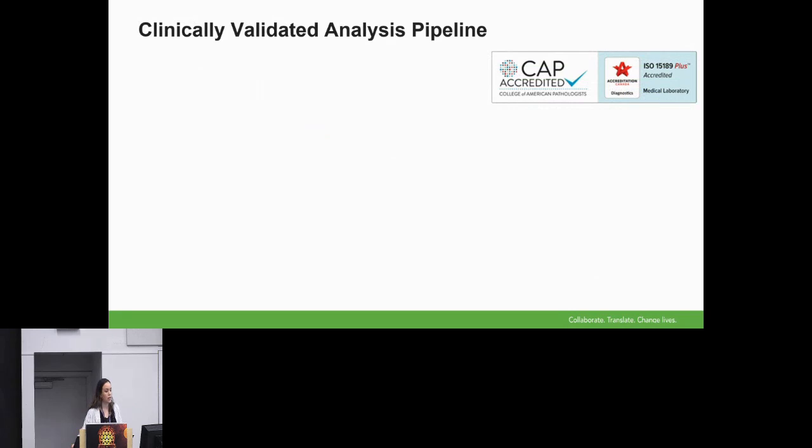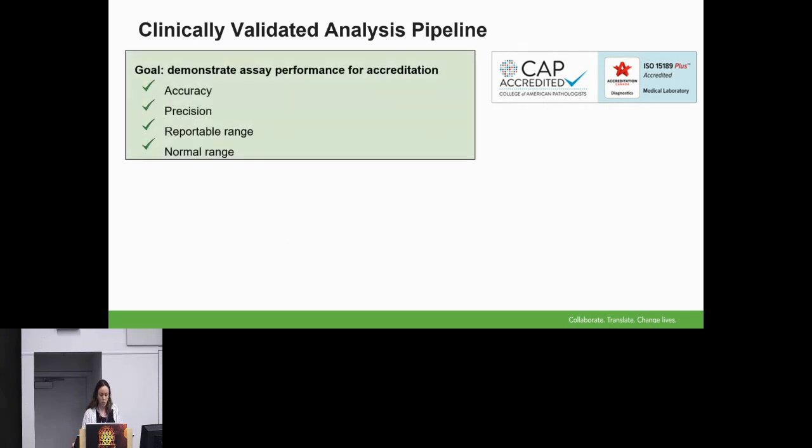So what does it mean to have a clinically validated analysis pipeline? Our group actually began as a bioinformatics core center, offering bespoke sequencing services and data analysis services. But we then embarked on this journey to become an accredited facility and providing our accredited assays. So this journey involved a validation of our whole assay, including our analysis pipeline. And the goal is to demonstrate the assay performance in terms of accuracy, precision, and reportable range, and demonstrating a normal range.